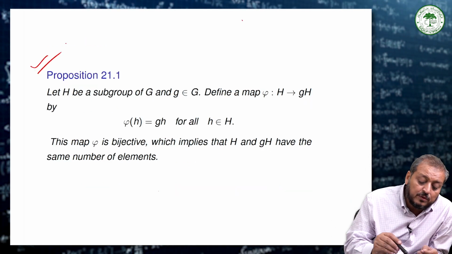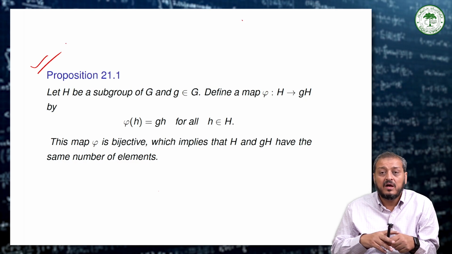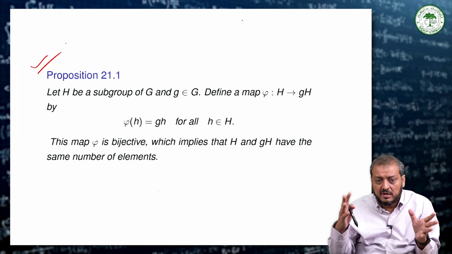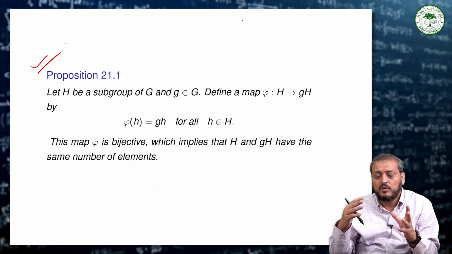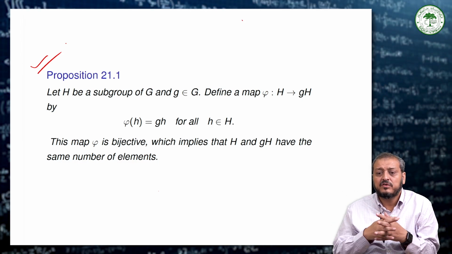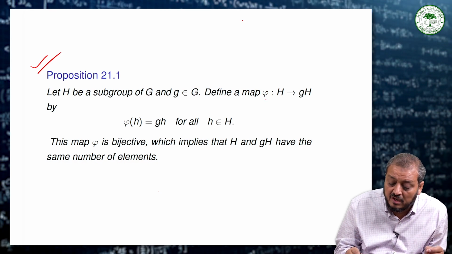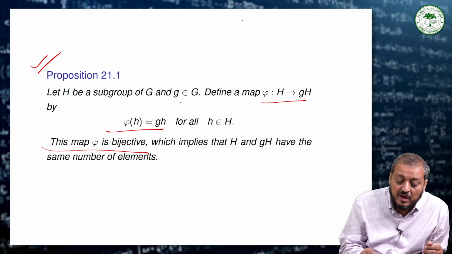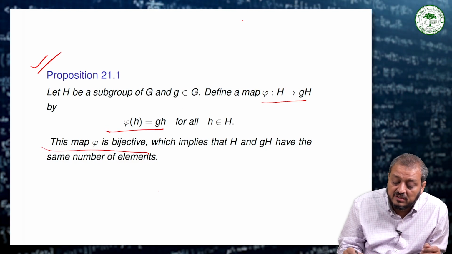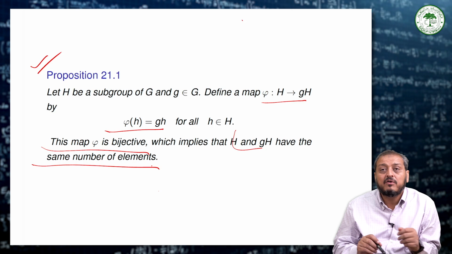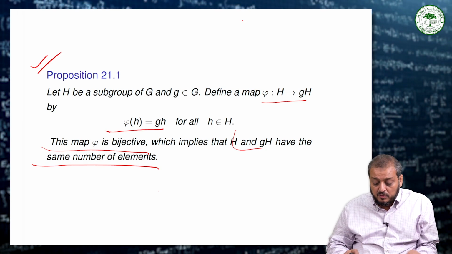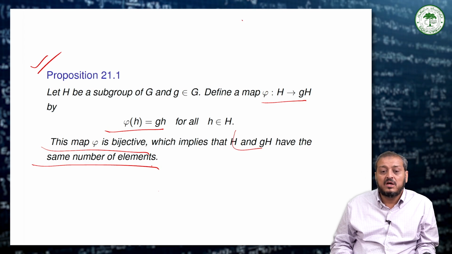We come to this proposition. Clearly, H is a subgroup of a group G, and g is an element of G. Then the map defined by this is a bijection, and if it is bijective, then H and gH have the same number of elements. So we are going to prove this result.